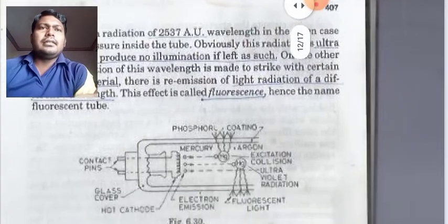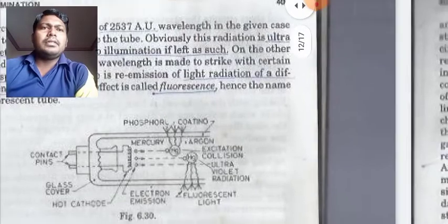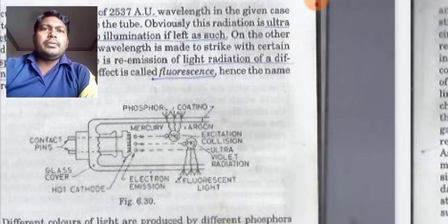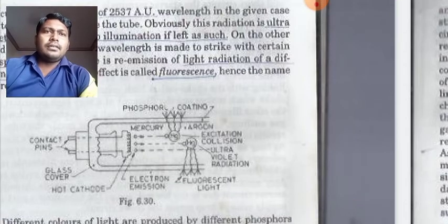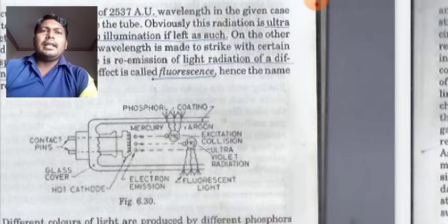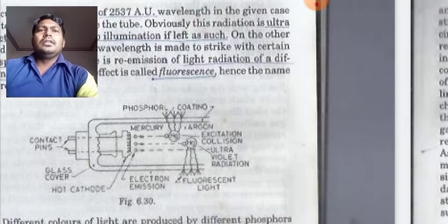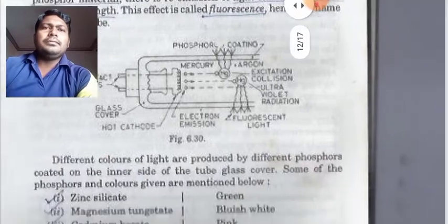So there is a circuit diagram, or you can say the diagram of this fluorescent lamp. Contact pin is shown, glass cover is there, hot cathode, phosphor coating, mercury, argon, excitation, collision, ultraviolet radiation, fluorescent light and emission of electrons. So it can be understood by the theory.